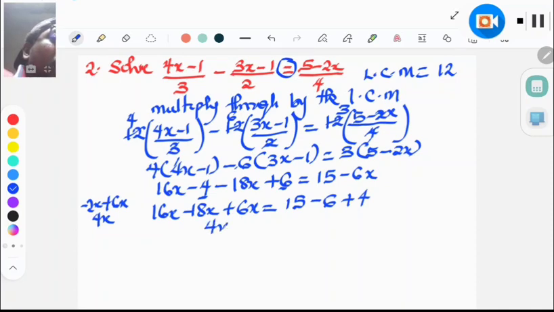So from here, we have 4x equals 15 minus 6, that's going to give us 9. And 9 plus 4, that's going to give us 13. So finally, our x equals 13 over 4. And that is the final answer.